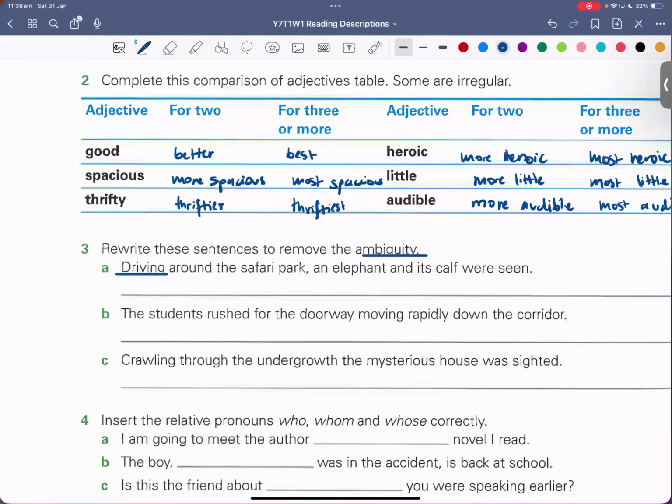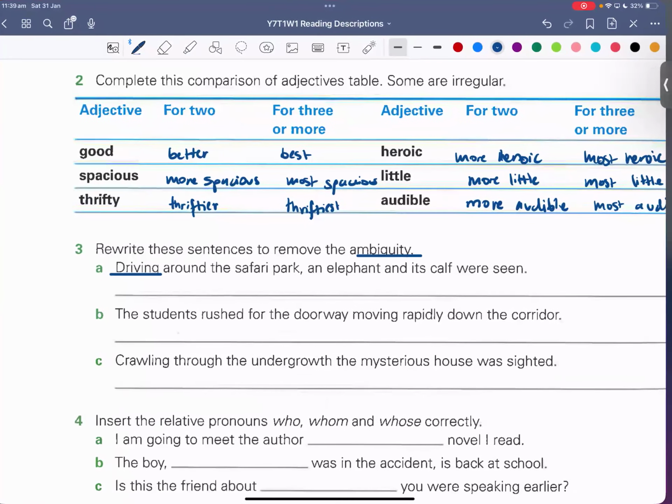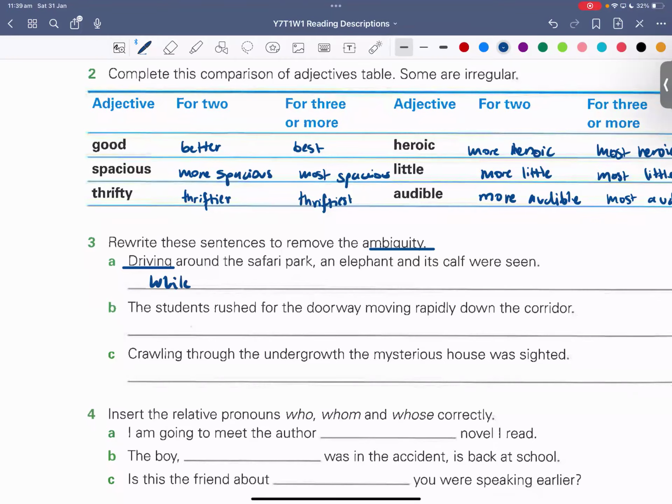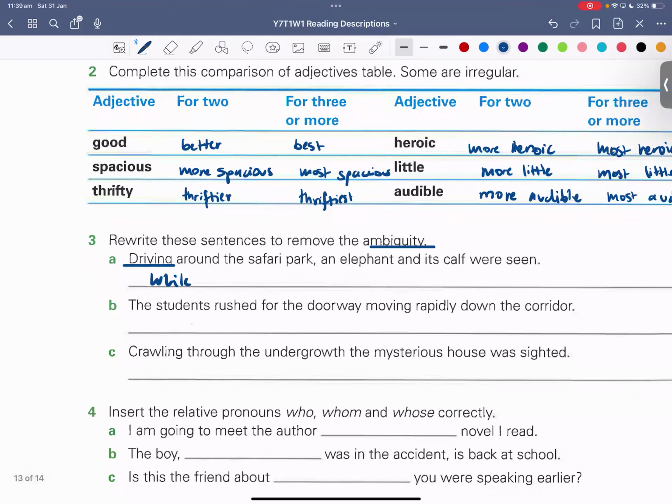How are we going to change that? We can say an elephant and its calf was seen driving around the safari park. Or no, it wasn't even the elephant and calf. Who's driving? So we could be a bit more specific. Who is watching the elephant and calf specifically? The driver. But who's the driver? We can say, while we were driving around the safari park, we saw an elephant and its calf.